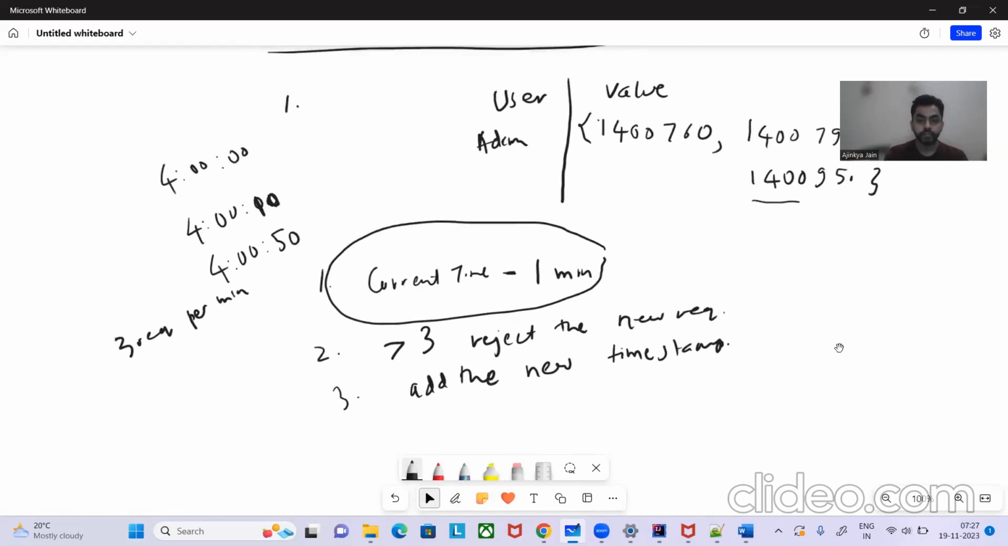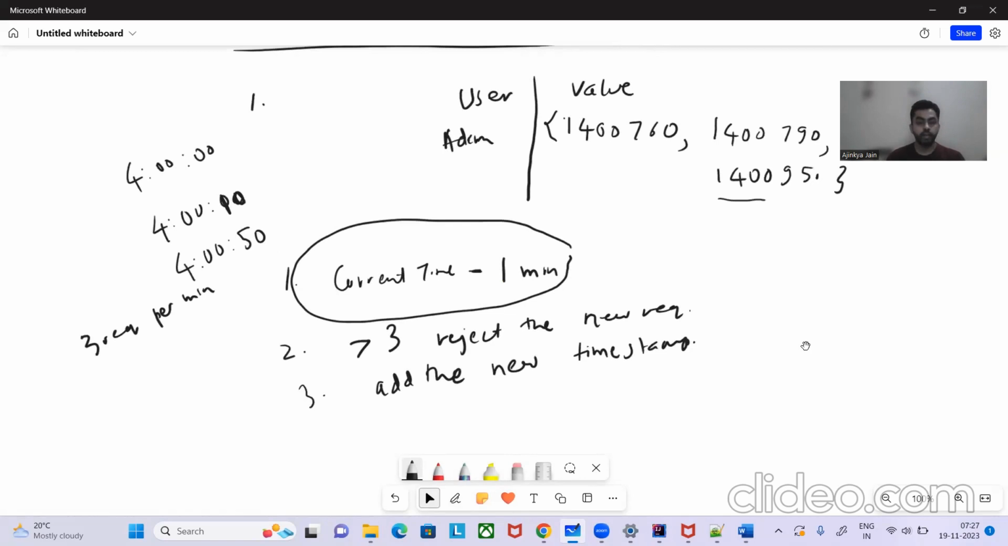For example, let's say three requests were accepted for Adam within this time frame. Now at 4 o'clock, 1 minute and 20 seconds, a new request had come. According to the first step, current time minus 1 minute. The current time is 4:01:20. So what will the current time minus 1 minute window be?